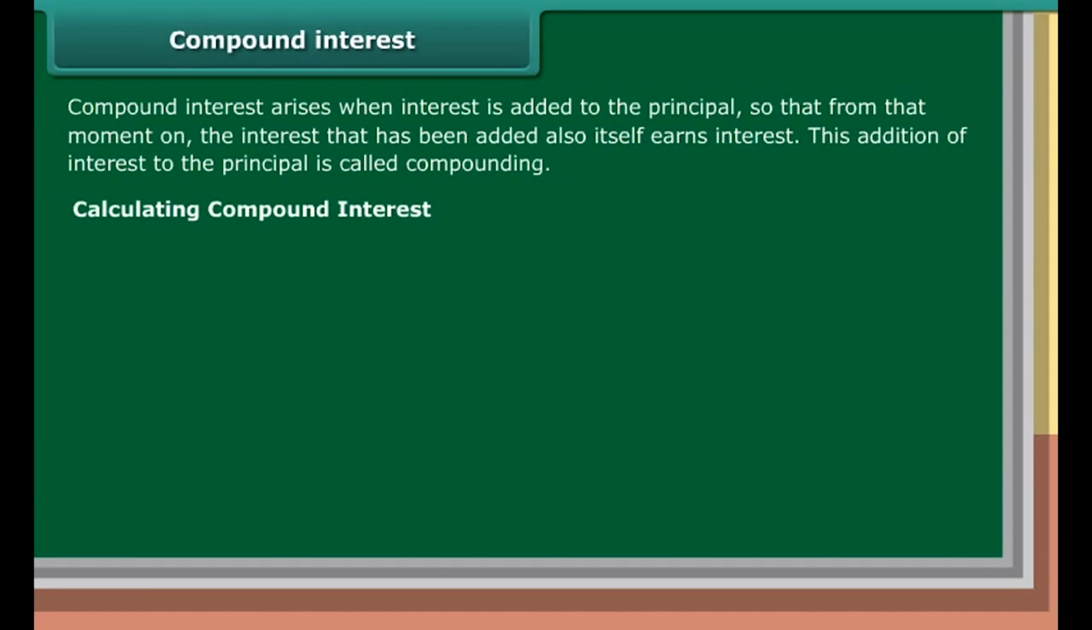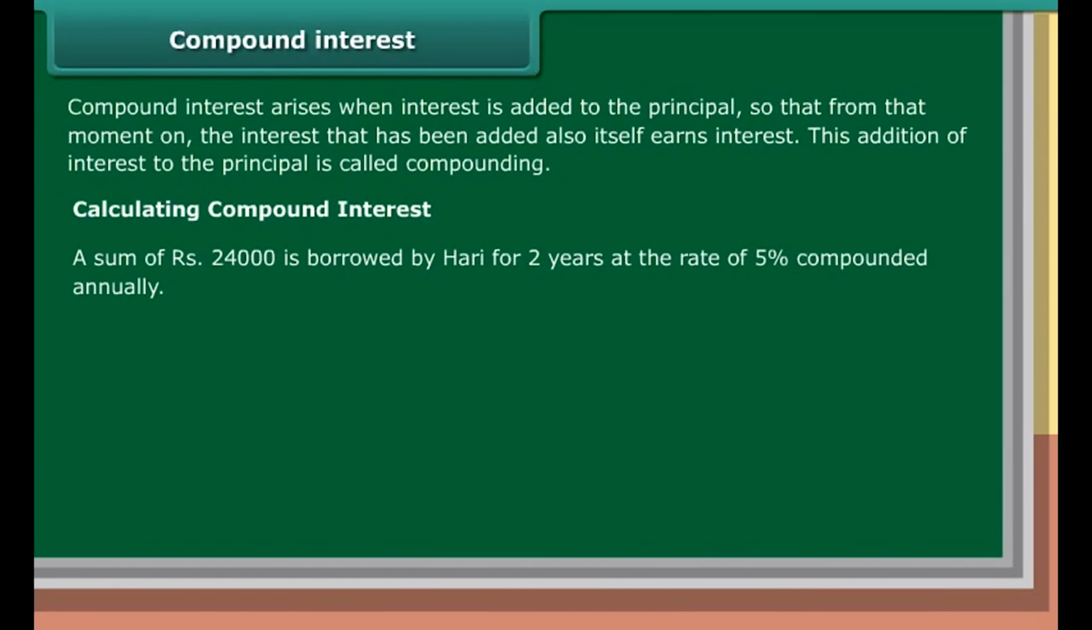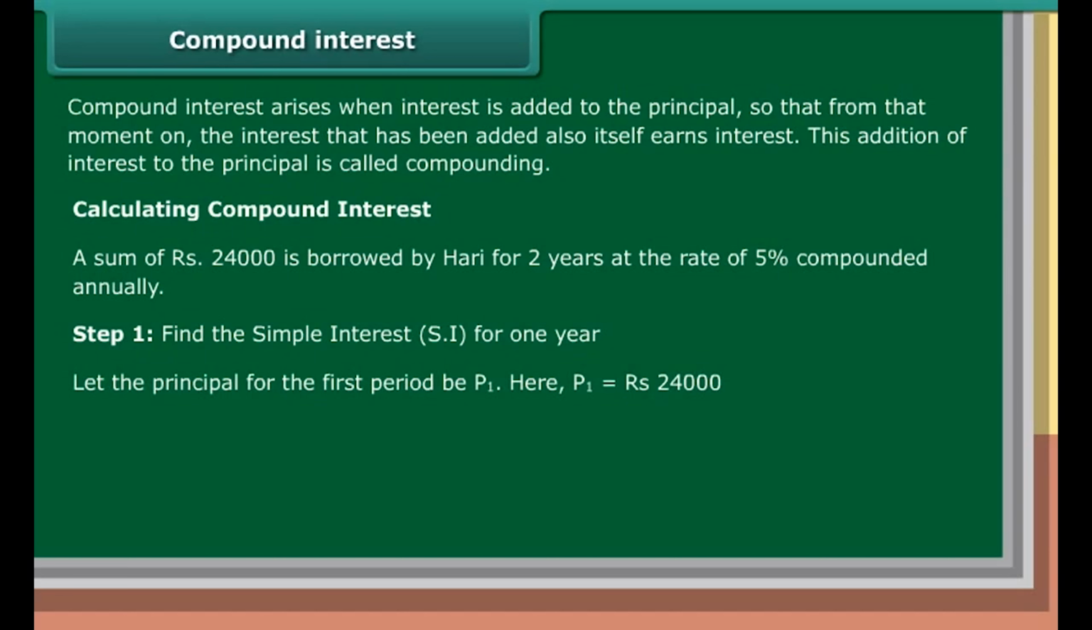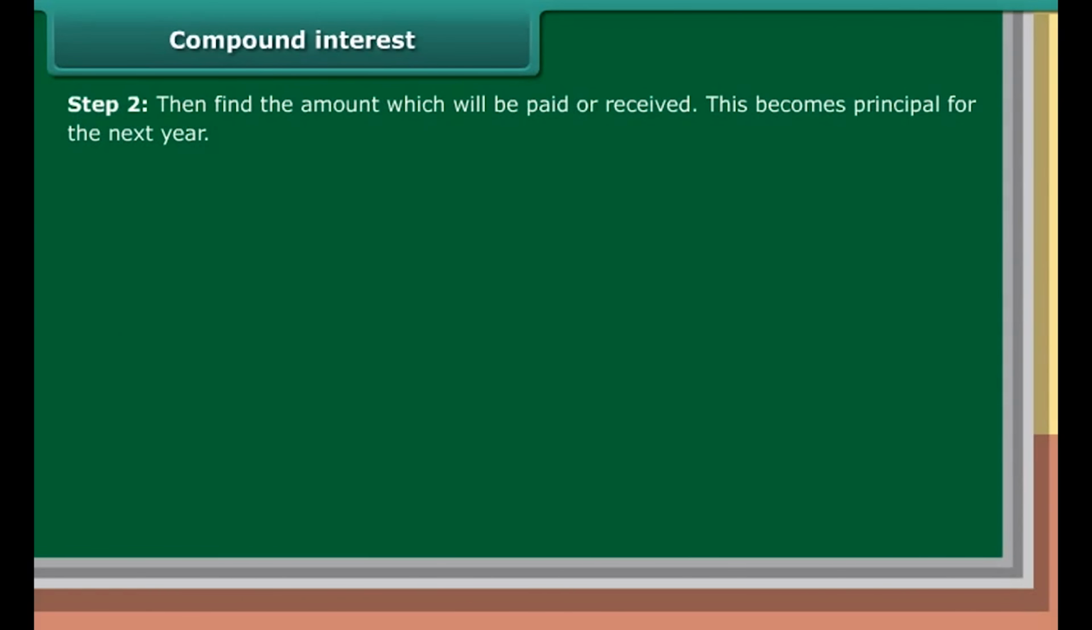Calculating compound interest. A sum of rupees 24,000 is borrowed by Hari for 2 years at the rate of 5% compounded annually. Step 1. Find the simple interest SI for 1 year. Let the principal for the first period be P1. P1 is equal to rupees 24,000. SI1 is equal to SI at 5% for the first year, which is rupees 24,000 into 5 upon 100, which is equal to 1,200.